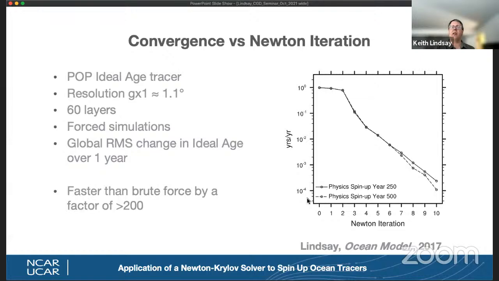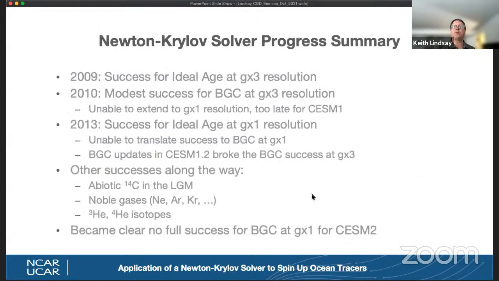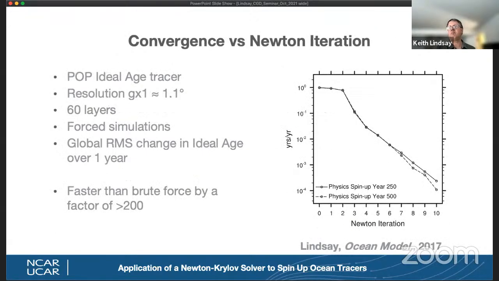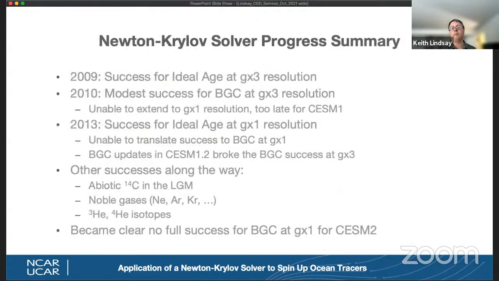This is a logarithmic plot. So after 10 iterations, the RMS in the tracer is 10 to the minus 4 years per year. So it's converging really, really well. And to have equivalent convergence with the brute force method would take orders of magnitude more computer time than we're able to use with the Newton-Krylov method. Those are some published results applying the technique to ideal age.